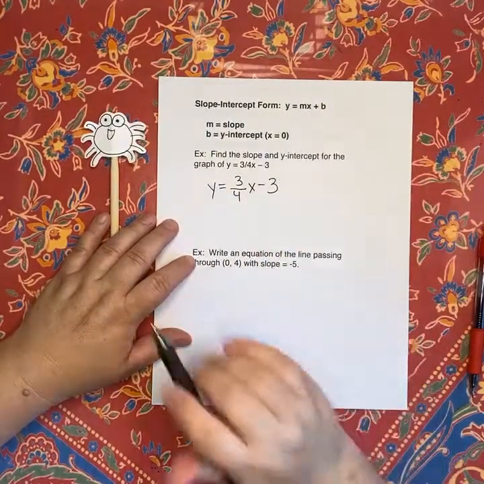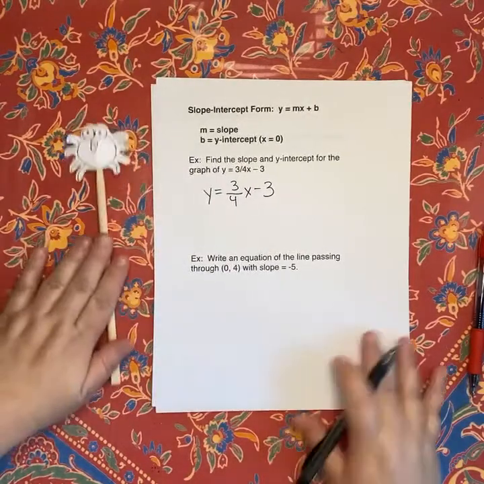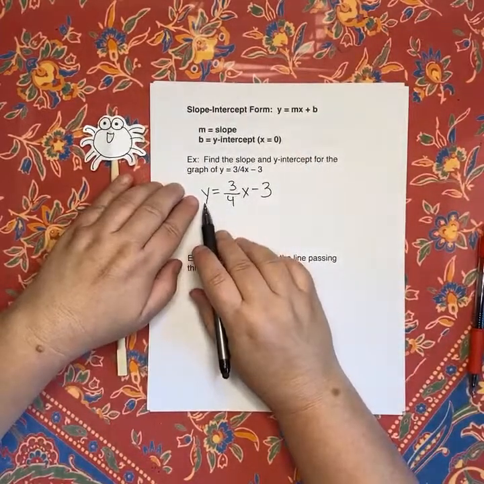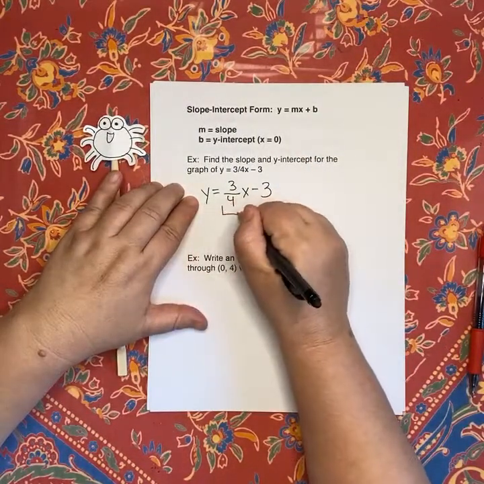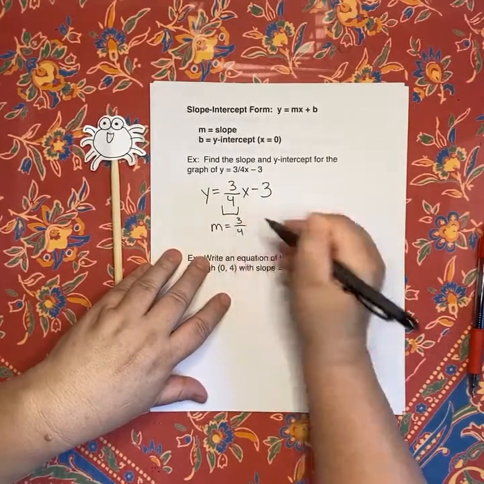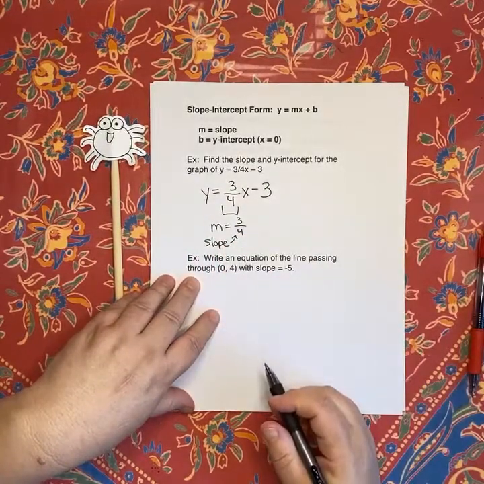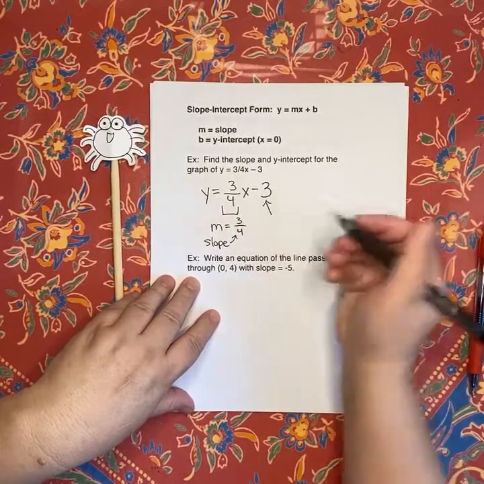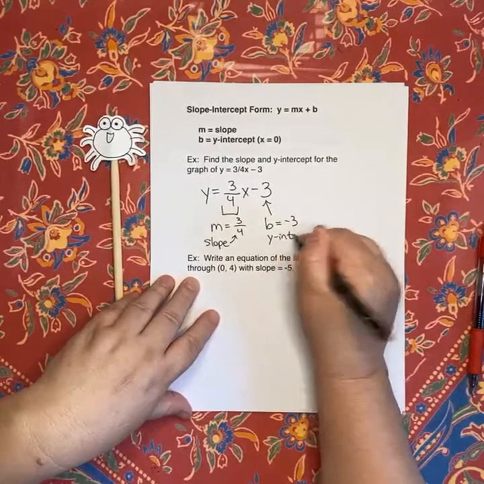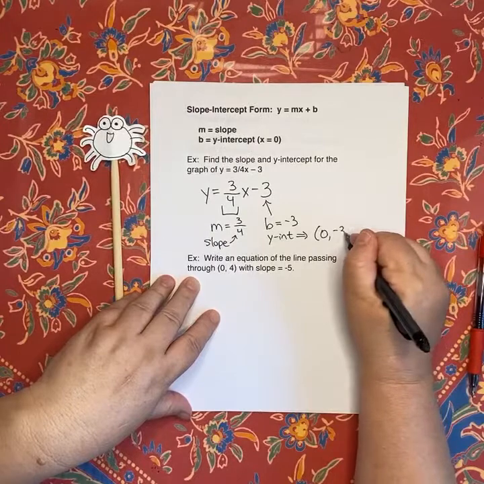And I'm going to tell you something amazing. Spider's here to witness how amazing this is. Spider's very excited. So what's so amazing? Well, when you solve for y, this number that's right next to x is the slope. Remember, that's the slope. So the slope is 3/4. And this is the b, which is the y-intercept. So that means that this corresponds with the point 0, -3.